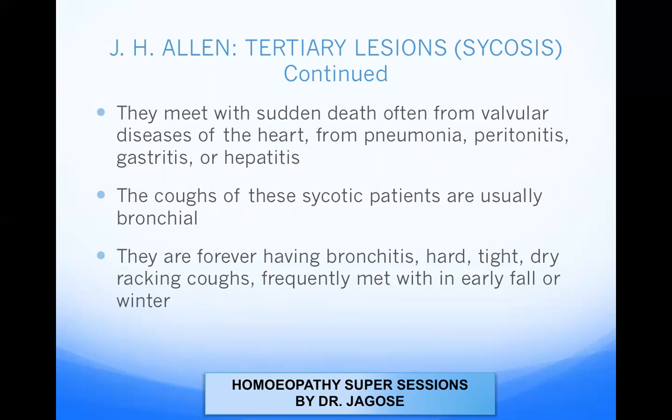Now, something about the cough. The coughs of the psychotic patients are usually bronchial. So, the origin of the psychotic cough is bronchial. They are forever having bronchitis, hard, tight, dry, racking coughs, frequently met in the early fall or winter. So, when winter sets in, or when early fall sets in, or when the winter is just starting, they have this affection of the bronchial tubes with dry, hacking, tight cough.